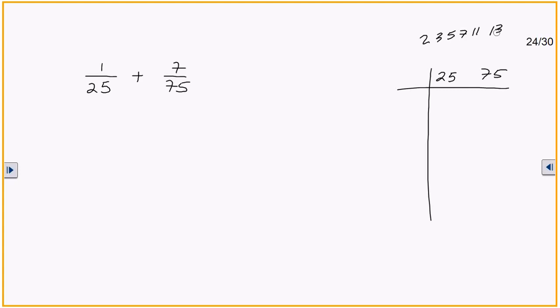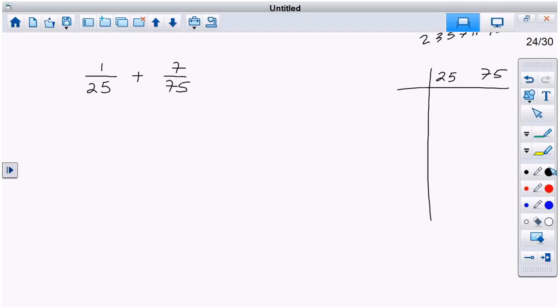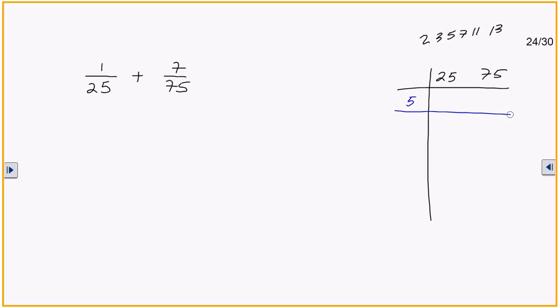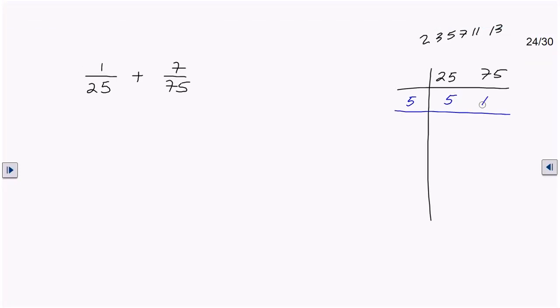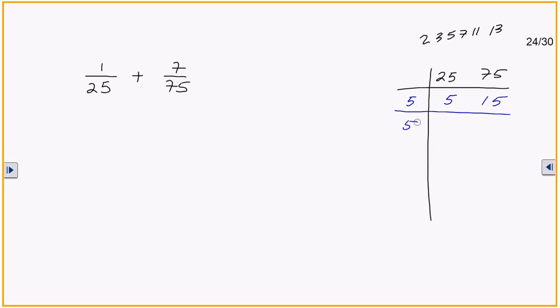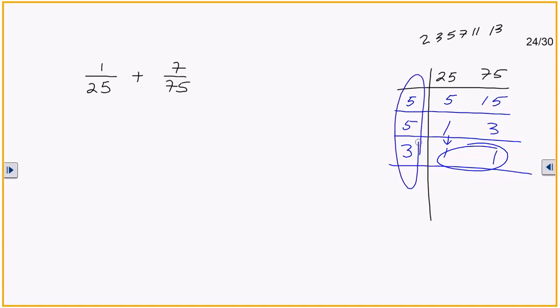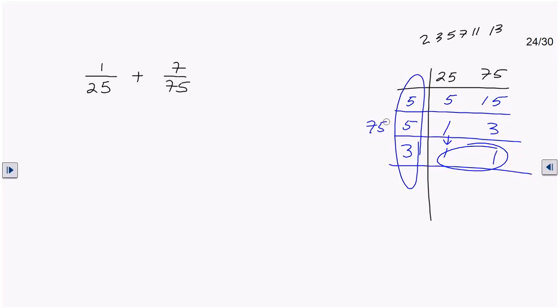So I'm going to do it in blue, so you'll relate that back to what we just did. So I'm going to divide by 5. 5 and 15. I'm going to divide by 5 again. That'll give me a 1 and a 3. And I'm going to divide by 3 again. And the 1 will come down, and that's 1. So we got our 1s. So here is our least common multiple. Our least common multiple is 3 times 25, which is 75. So our common denominator is 75.